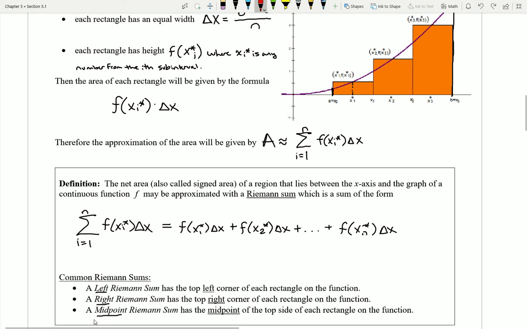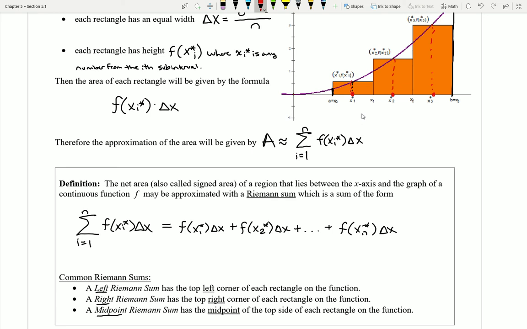And if I did a midpoint Riemann sum, that would mean I select my special point smack dab in the middle of my interval, and I use that point to go up and generate the height of my rectangles. That's like what I have pictured here in the picture up above.